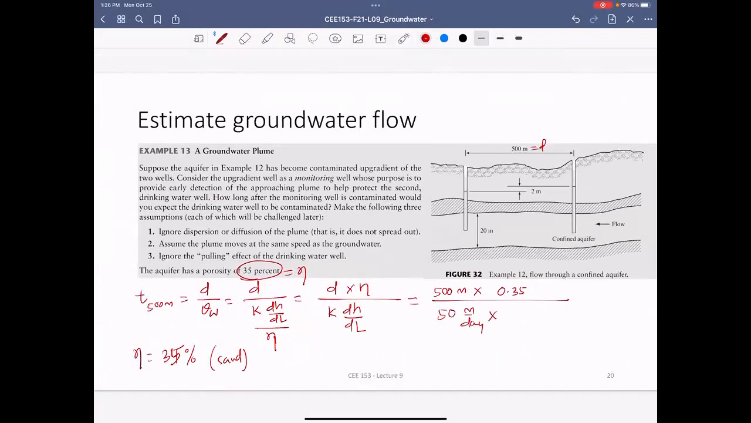dH is the change in head within that distance. As you see over here, the head is 2 meters, divided by the gradient distance of 500 meters. That means that's the change in head over that distance. All right, so your answer would be whatever number you get in terms of days, because everything else cancels out.